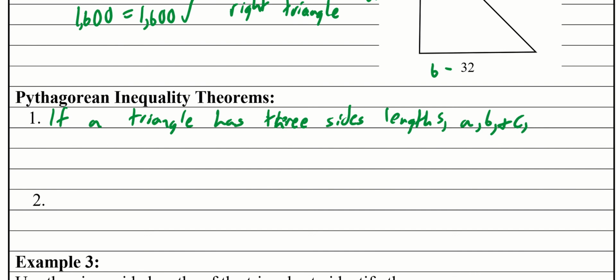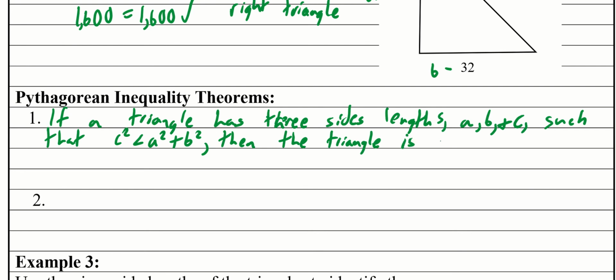And I'm going to write it this way. I'm going to say if it has these side lengths such that C squared is less than A squared plus B squared. Okay, if this comes out to be the case, then what I can say is then the triangle is acute.